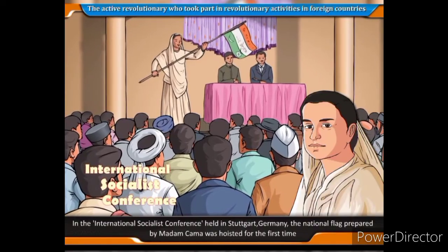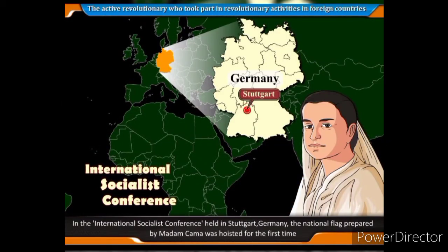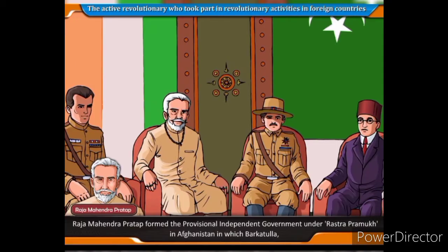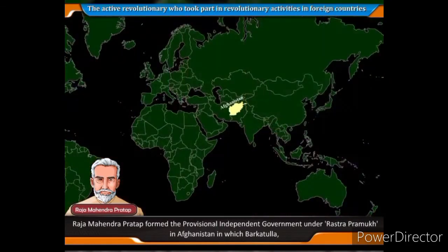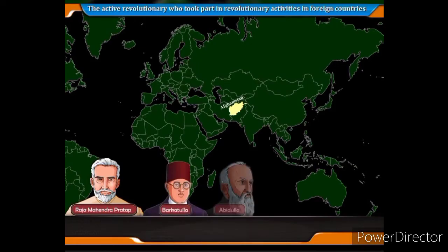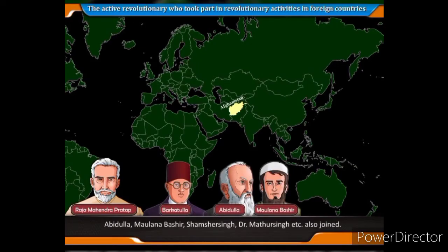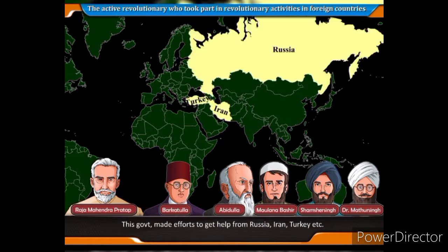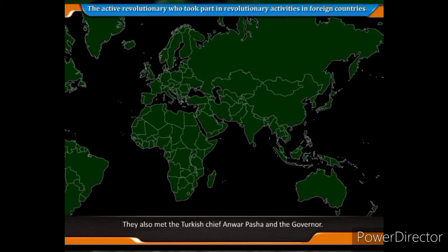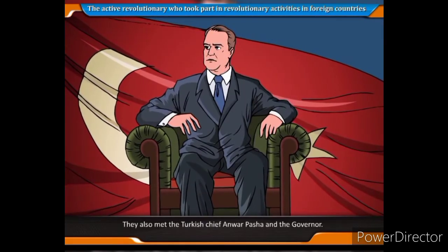In the International Socialist Conference held in Stuttgart, Germany, the national flag prepared by Madam Kama was hoisted for the first time. Raja Mahendra Pratap formed the Provisional Independent Government under Rashtra Pramukh in Afghanistan, in which Barkatullah, Abidullah, Maulana Bashir, Shamsher Singh, Dr. Mathur Singh, etc. also joined. This government made efforts to get help from Russia, Iran, Turkey, etc. They also met the Turkish chief Anwar Pasha and the governor.